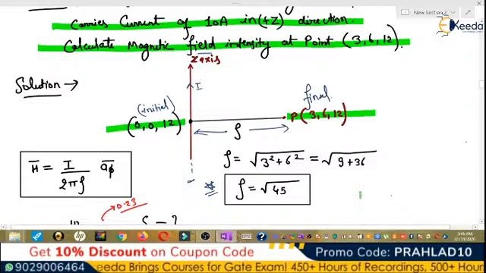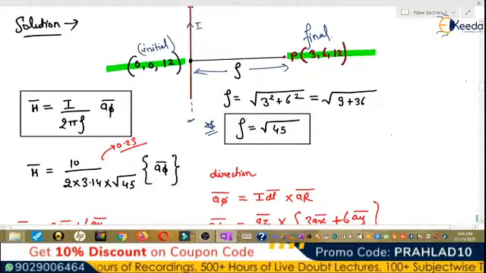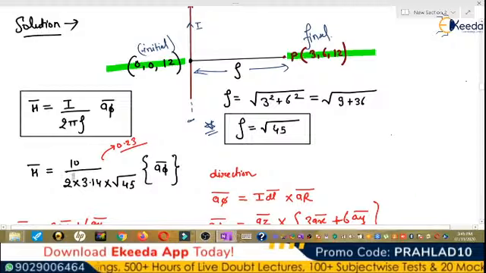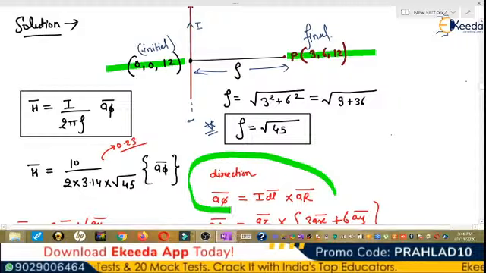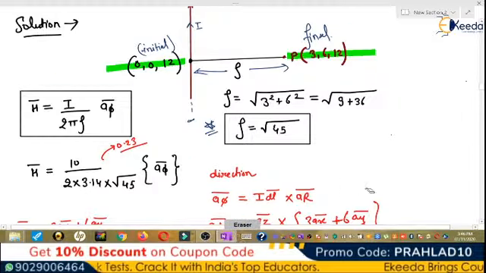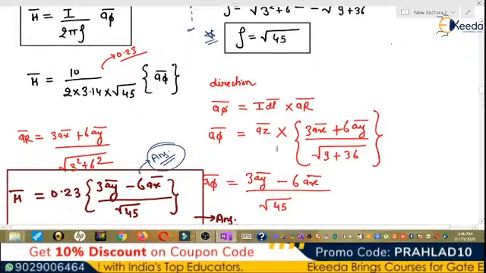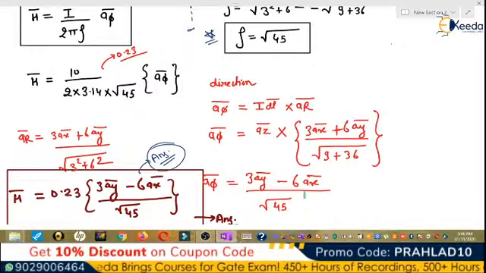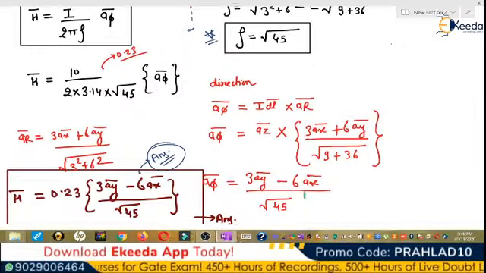So the H vector is equal to I by 2 pi rho, and the direction is a_phi. So the H vector is 10 upon 2 into 3.14 into root of 45, and the direction is a_phi. Direction a_phi is equal to the current element vector cross AR vector. So the a_phi vector is a_z vector cross 3 a_x plus 6 a_y by root of 9 plus 36. So the a_phi vector is 3 a_y minus 6 a_x by root of 45.